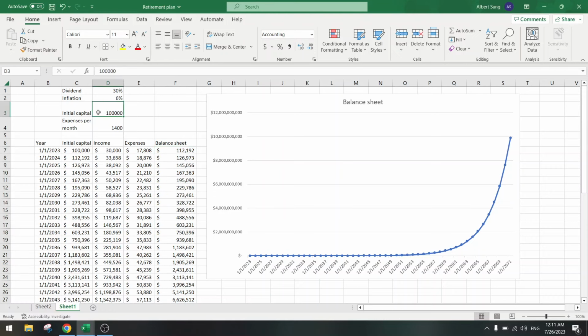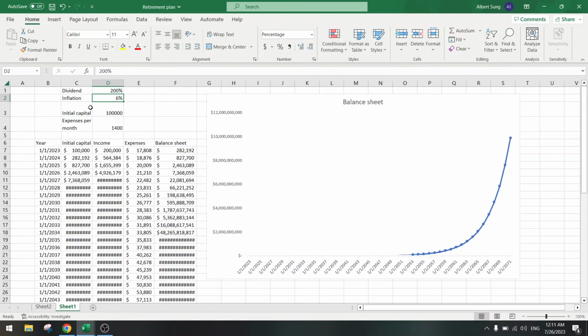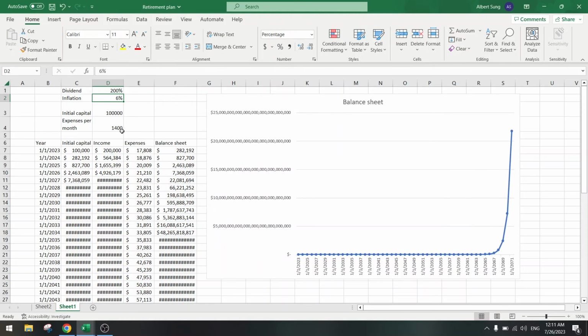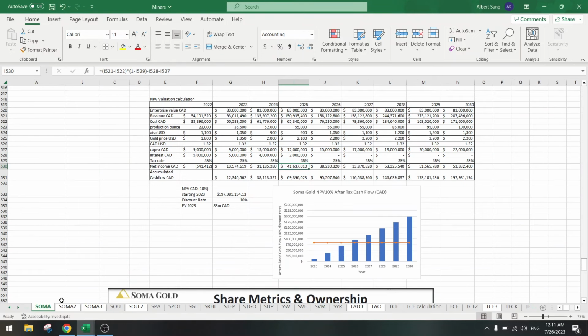Now, there's also a dream scenario. 30% is not enough. Let's say there's a stock with 200% dividend. Does such stock exist? 200% dividend. Well, look no further. Such stocks do exist, and that is Trigon Metals.